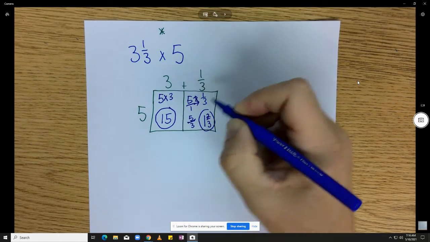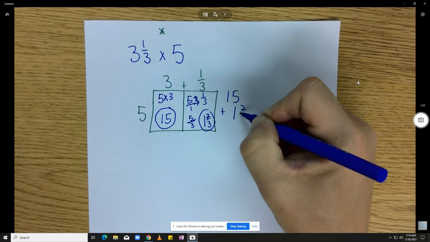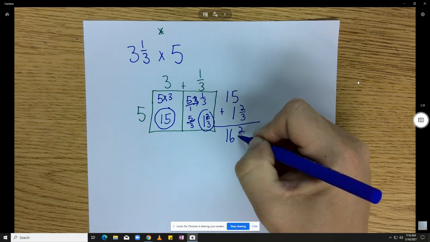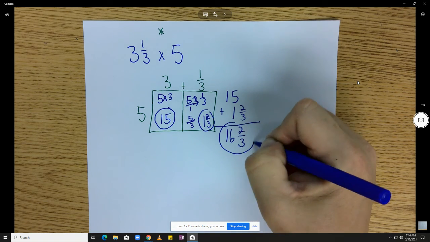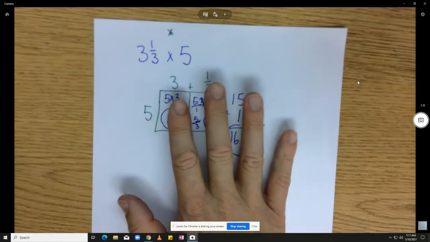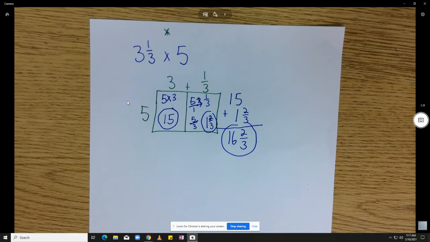And then what do you do to these two numbers? You add them, so 15 plus 1 and 2/3. Notice the fraction part goes way over there. It is 16 and 2/3. Perfect. All right. So if you already did this, your brain's warmed up, and you're ready to tackle that math quiz today. It's the same one from Friday, so just for the kids that need to finish.